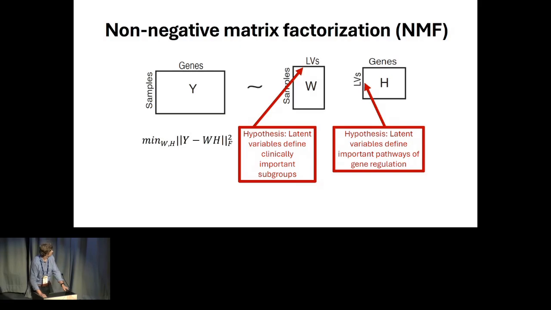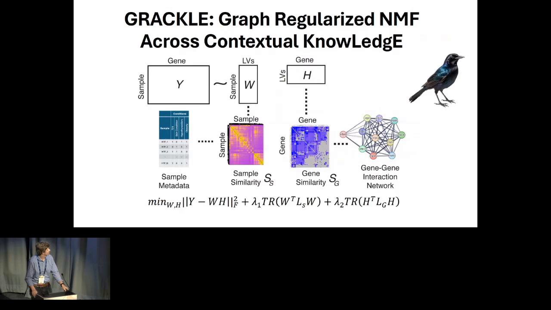And so to address this, we developed an algorithm called GRACKLE. And GRACKLE stands for Graph Regularized Non-Negative Matrix Factorization Across Contextual Knowledge. And GRACKLE is also a type of bird in America. And it's a non-discriminate omnivore. It's an opportunistic eater, meaning that it will eat seeds, plants, insects, even small frogs. And I think that's very similar to what this algorithm is doing in a way. It's trying to take in all the information that we have to be able to better understand the underlying biology within these groups.